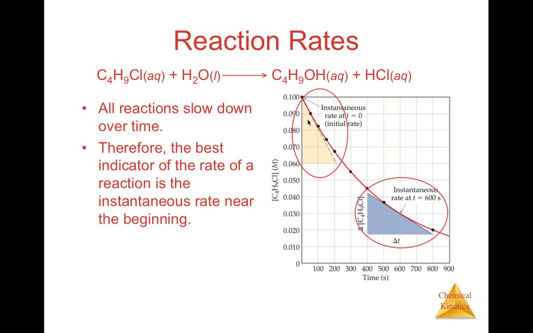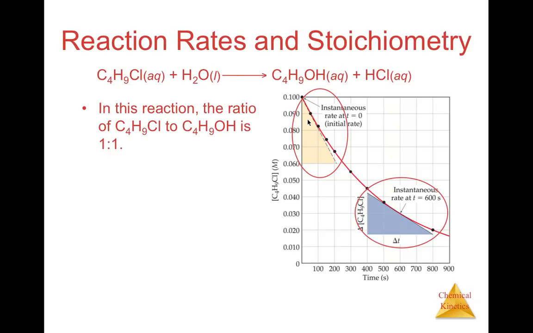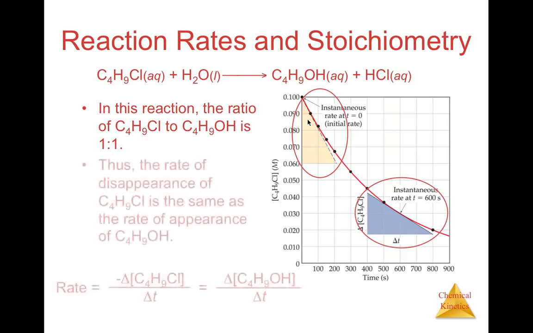All reactions slow down over time, therefore the best indicator of the rate of the reaction is the instantaneous rate near the beginning, and that's the one we're going to look at, not so much the average rate, but the instantaneous rate at the beginning. Reaction rates are also stoichiometrically equivalent. In this reaction, the ratio of C4H9Cl to C4H9OH is 1-to-1, so as one disappears, one appears.